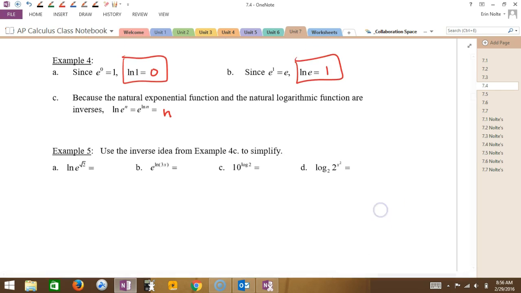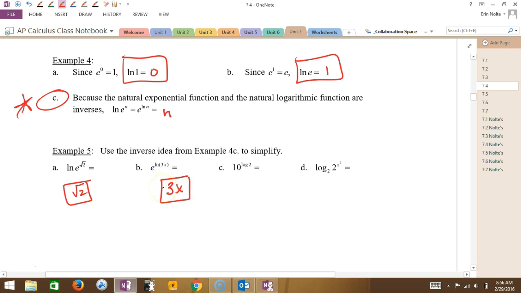Okay, so this is a big one too. We can now use C for the next example 5. If I have the natural log of e to the square root of 2, what is that equivalent to? The square root of 2. Good. If I have, for b, e to the natural log of 3x, what's that equivalent to? 3x.